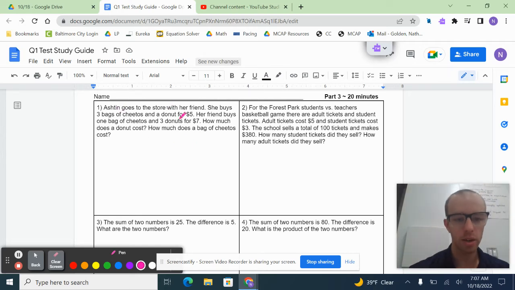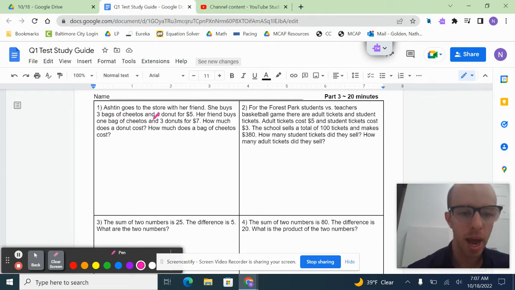Question 1 says Ashton goes to the store with her friend. She buys 3 bags of Cheetos and a donut for $5. Her friend buys 1 bag of Cheetos and 3 donuts for $7. How much does a donut cost? How much does a bag of Cheetos cost? We can solve this with a system of equations, which means I need to set up 2 equations.